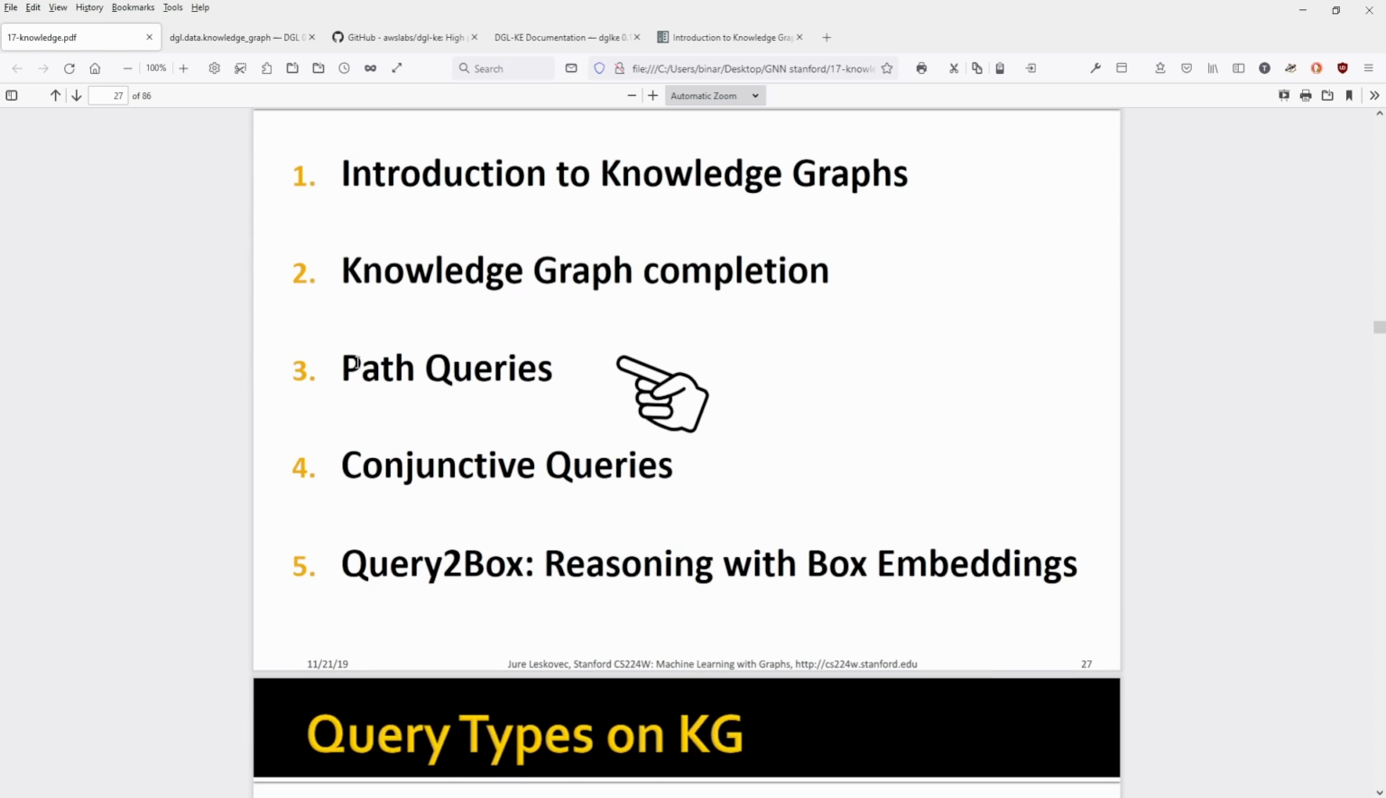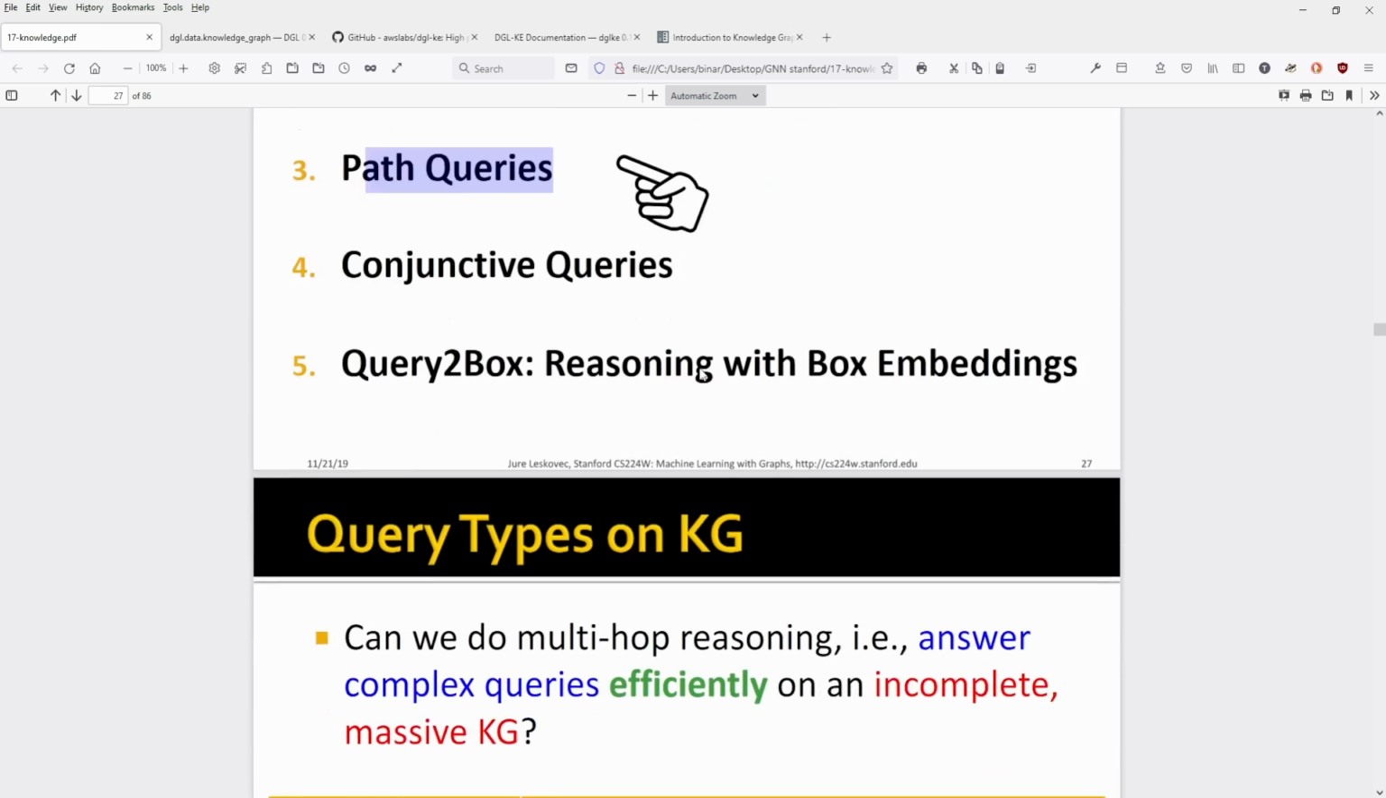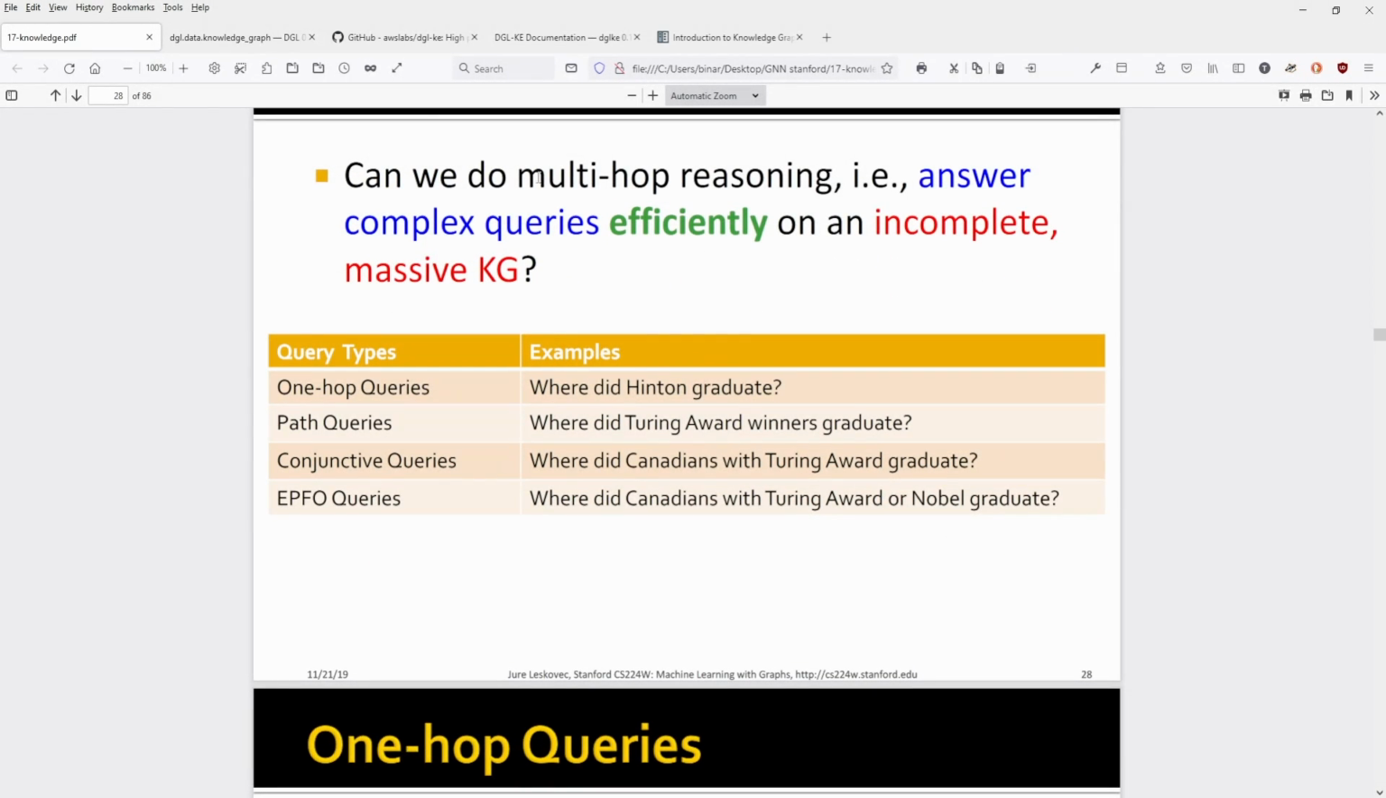And now path queries. Path queries are a very simple type. So we do some multi-hop reasoning, and we want to answer some complex question. So let's do this. We have a one-hop query. Where did a particular person graduate? Which is his university, alma mater?